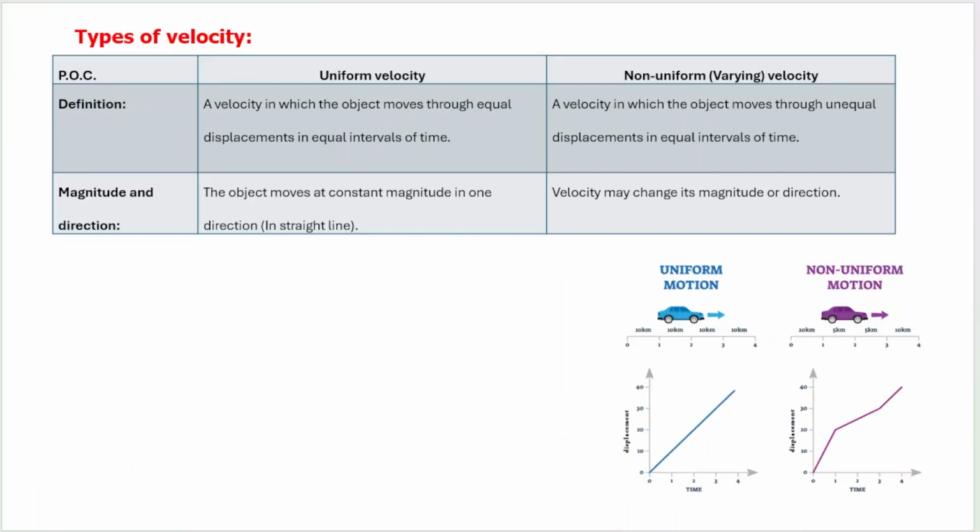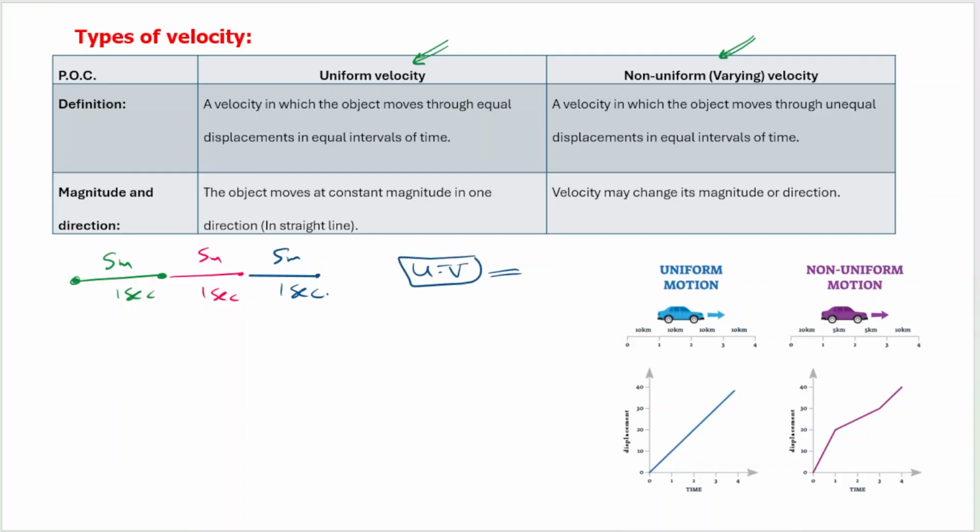What is the difference between uniform velocity and non-uniform velocity? If we have an object that covered 5 meters during the first second, then covered another 5 meters in the next second, then covered another 5 meters in the next second, this object is moving with uniform velocity.